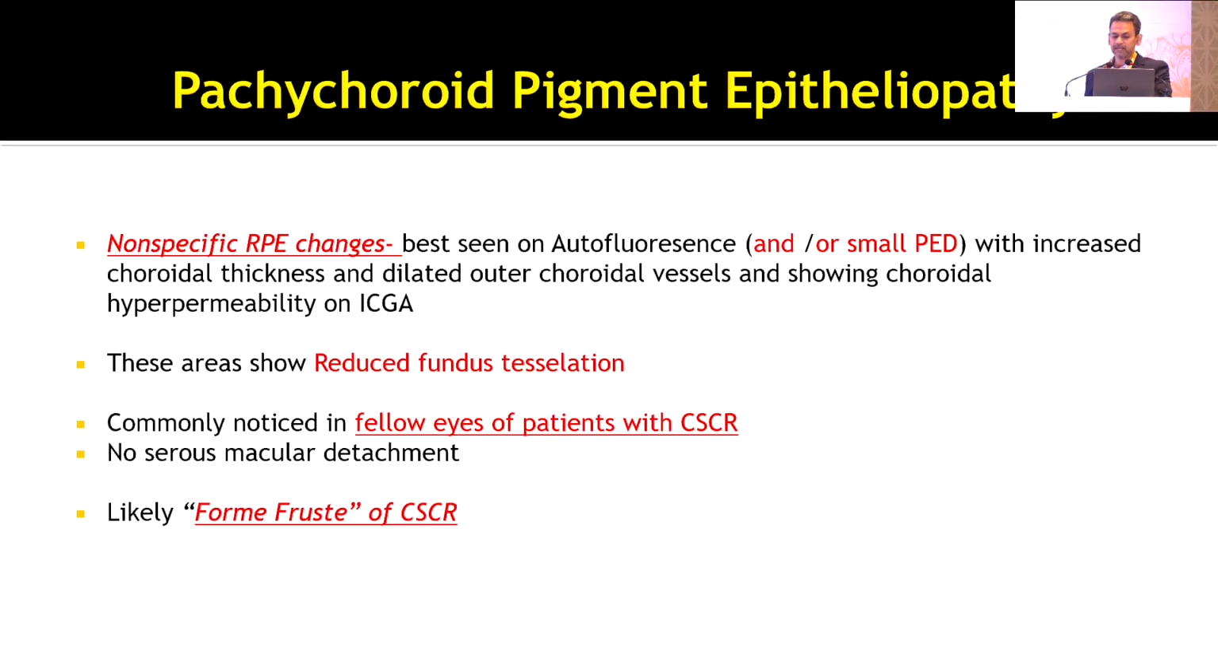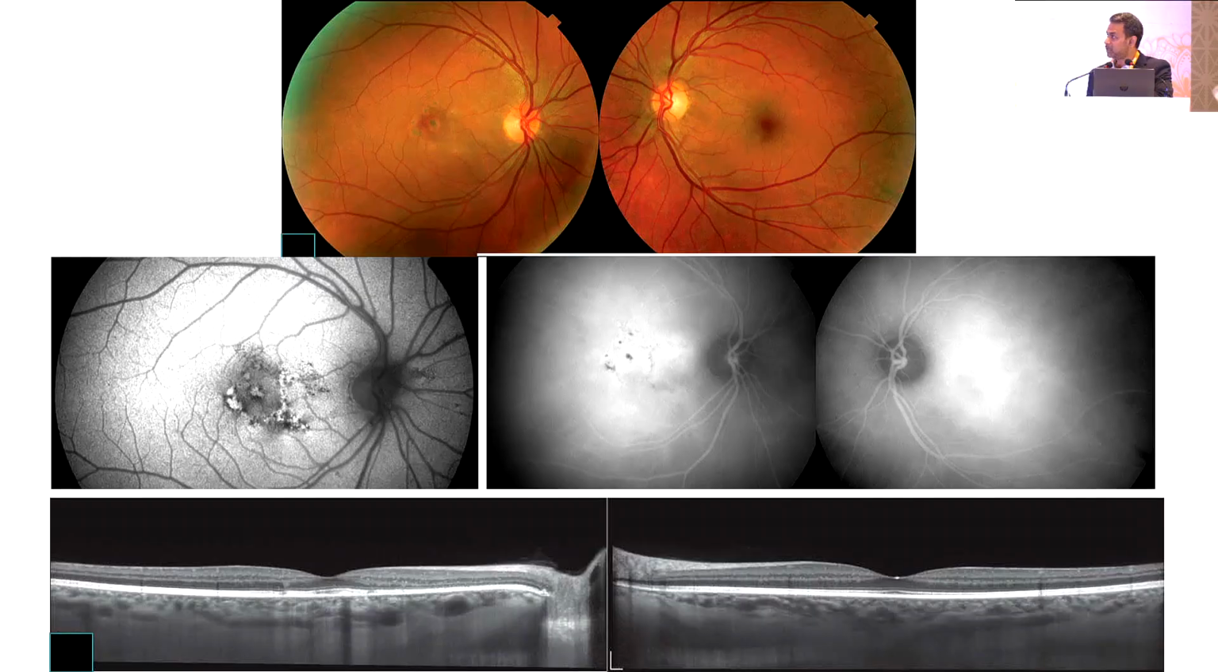So the first entity is epitheliopathy, which is nothing but non-specific RPE changes with or without pigment epithelial detachment. A prototype case where RPE changes overlying an area of choroidal vascular hyperpermeability on ICG, and a pachychoroid with dilated outer choroidal vessels.